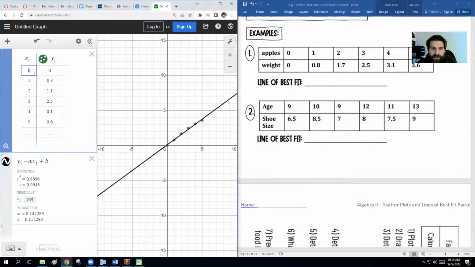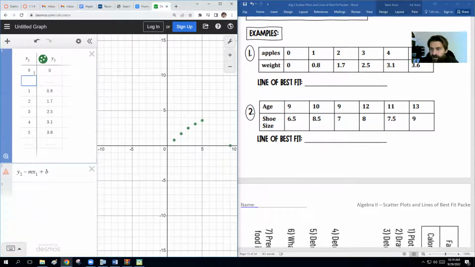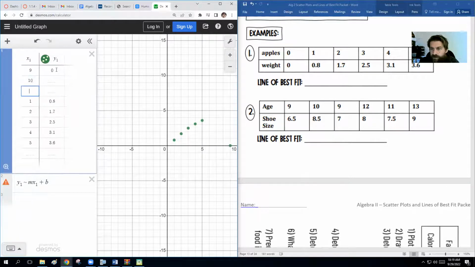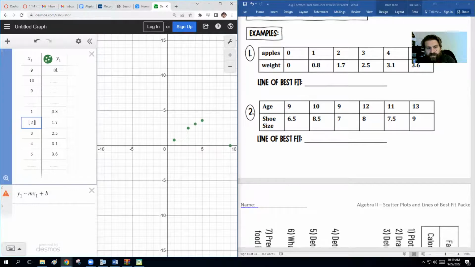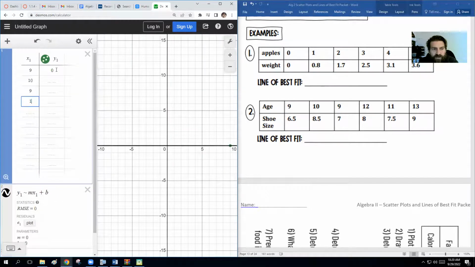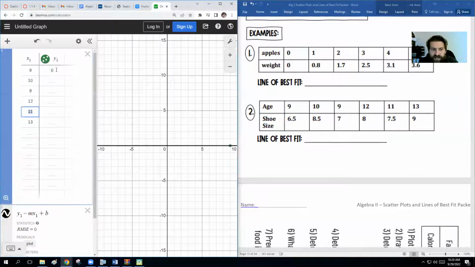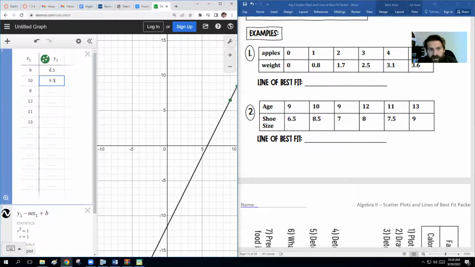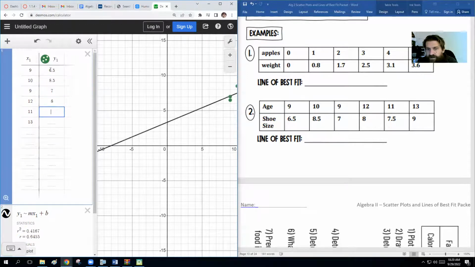All righty, so let's change the table. We got 9, 10, ooh, 9 again. Ooh, I'm kind of messing up here. Gotta delete these things. 12, 11. So these are ages and shoe size. So 9-year-old wearing 6.5. I'm assuming these are probably all the same gender. 8.5, 7, 8, 7.5, 9.